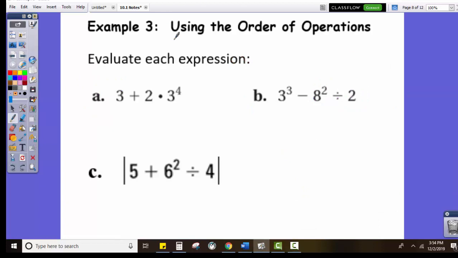Okay, on example 3, it says, using the order of operations, evaluate each expression. Remember, evaluate means find the value of it. With order of operations, we have to remember PEMDAS. So parentheses, exponents, multiply, divide, left and right, add, subtract from left to right. So for A, we have 3 plus 2 times 3 to the fourth. So exponents comes before multiplying or adding. So first I'm going to figure out 3 to the fourth.